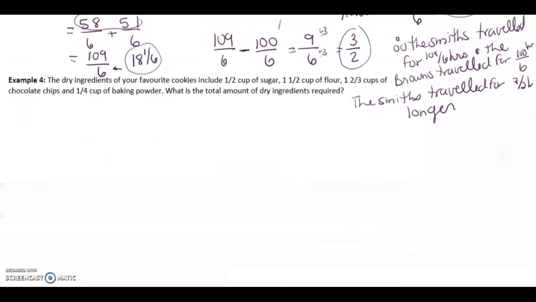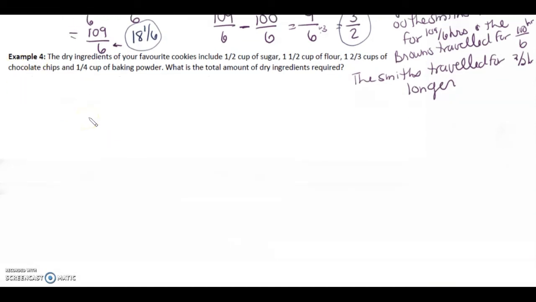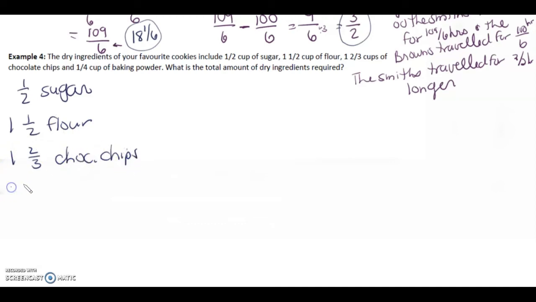Okay, example 4. The dry ingredients of your favorite cookies include 1/2 cup of sugar, 1.5 cups of flour. So let's just list these. I'm going to try to list them like this. 1/2 cup of sugar, 1.5 cups of flour, and 1 2/3 cup of chocolate chips, and 1/4 cup of baking powder. What is the total amount of dry ingredients required?